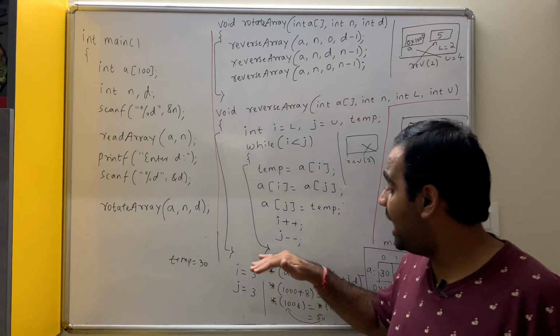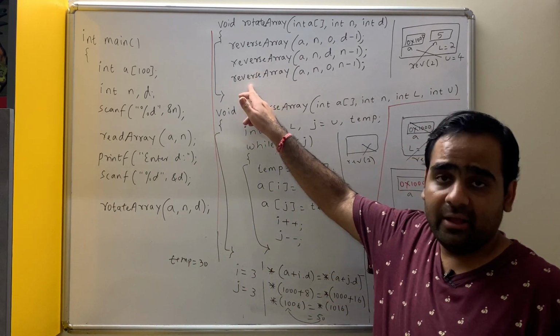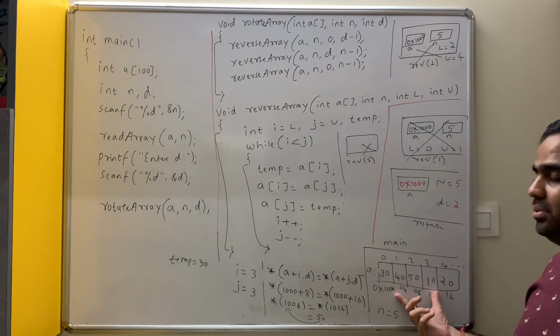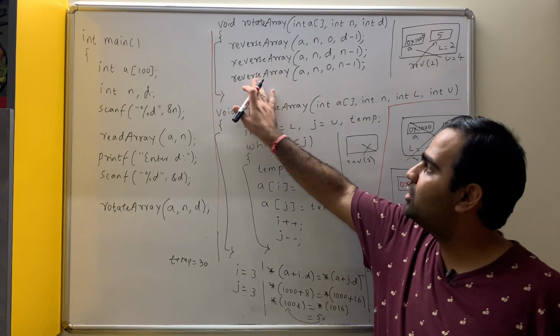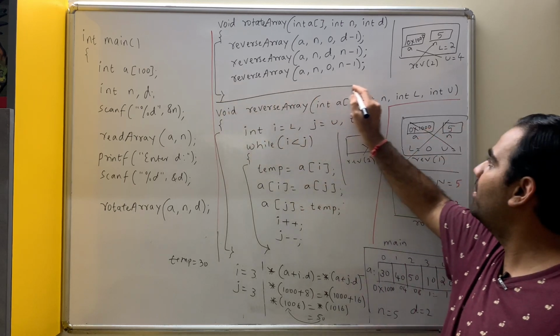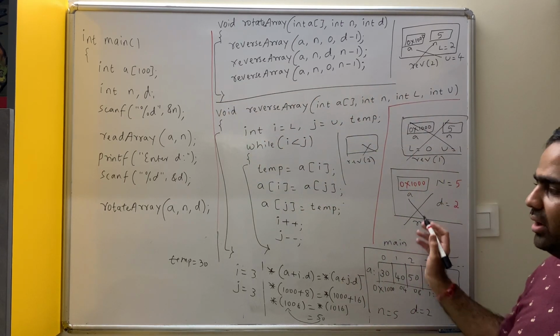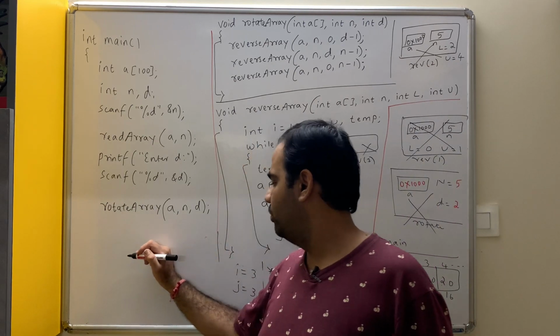And where do I go back? I go back to reverse array, rotate array. I go back to rotate array. Is the array being rotated completely? Yes. Therefore I stop here. Again the closing bracket of the function is taken as return. The rotate array function also dies, and you come back to main.